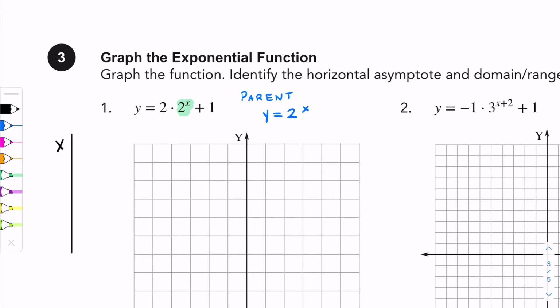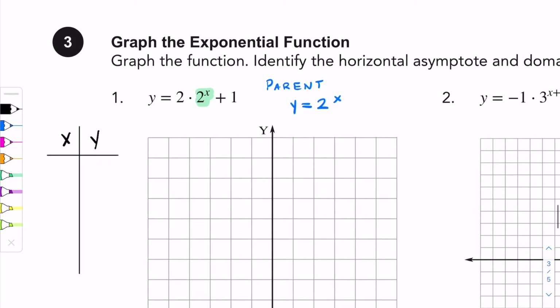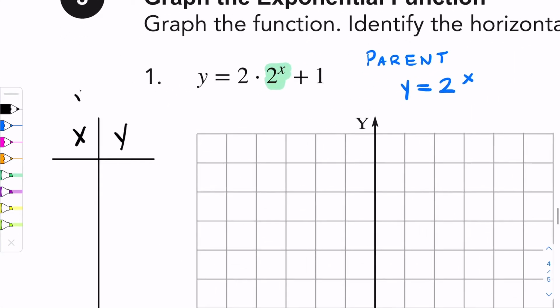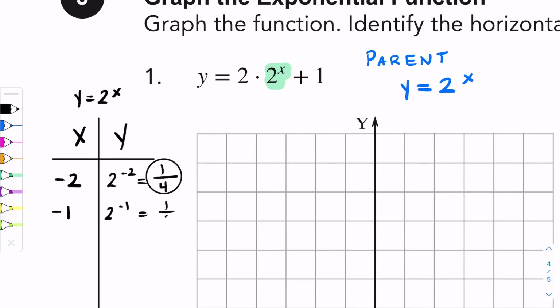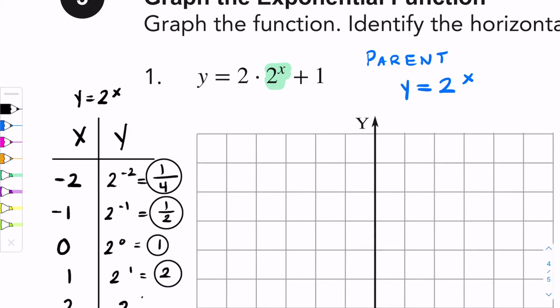We need to make our table of values, which we already made when we did the earlier graph, but let's go through that again. Our table of values is just for our parent function, and then we'll do the transformations. If we have 2 raised to the power of -2, that's 1 over 4. It becomes a positive exponent in the denominator. 2 raised to the power of -1 is 1/2. 2 raised to the power of 0 is 1. 2 raised to the power of 1 is 2. And 2 raised to the power of 2 is 4.